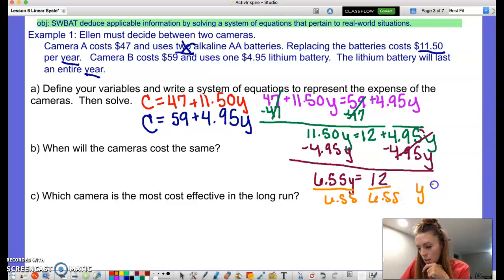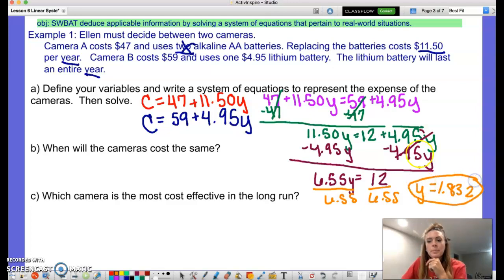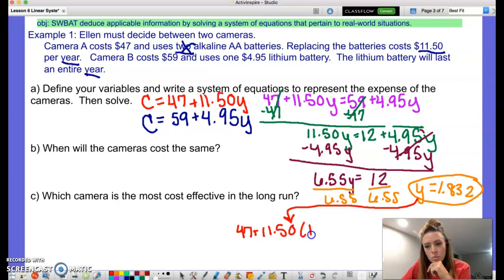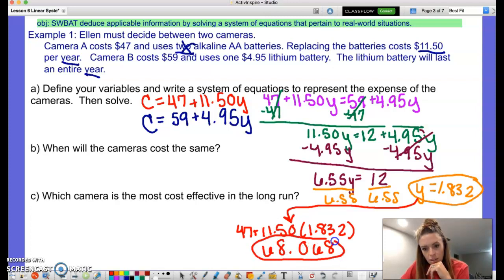And I think what I got is 1.832. And so that is years, right? Now we need to plug this years back in. So we have this guy here plugged back in. So I would just say 47 plus 11.50 times 1.832. Of course, you'll be able to use a calculator on these problems because that's silly not to be able to. So you'll have 68.068. So that is the cost, right?